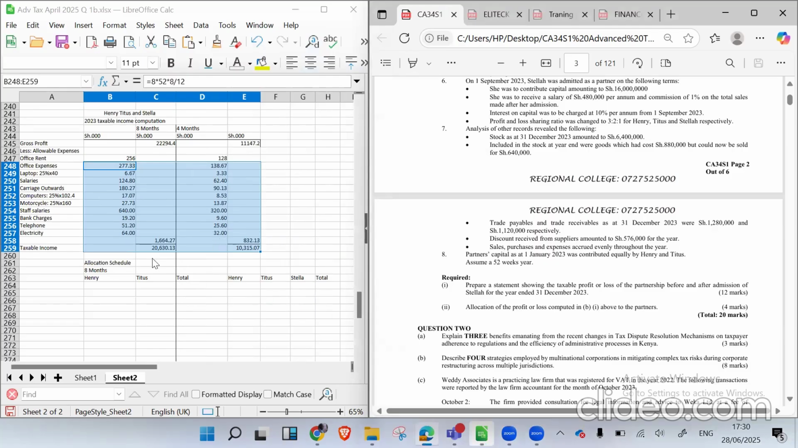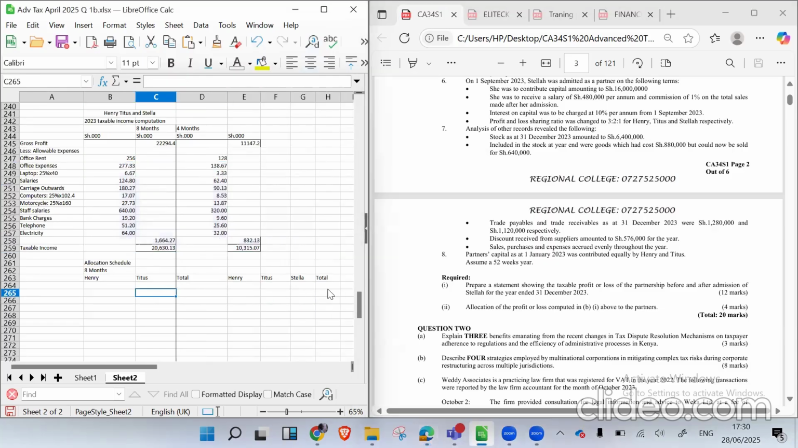Great. So you have it there. So the figures, of course, are in thousands of shillings.